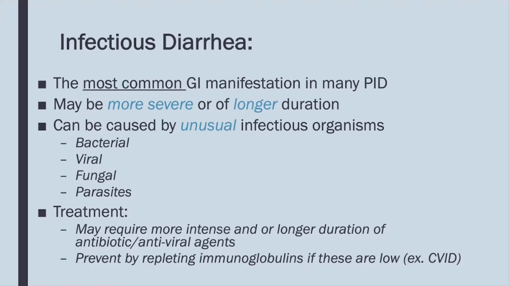The treatment typically needs escalation as compared to a healthy person. That is, these patients with primary immune deficiencies may need a more intense or a longer duration of an antibiotic or an antiviral agent in order to clear the infection. Sometimes we can try to prevent having these infectious diarrhea bouts by providing immunoglobulins in conditions where these are low, such as in CVID or common variable immune deficiency.